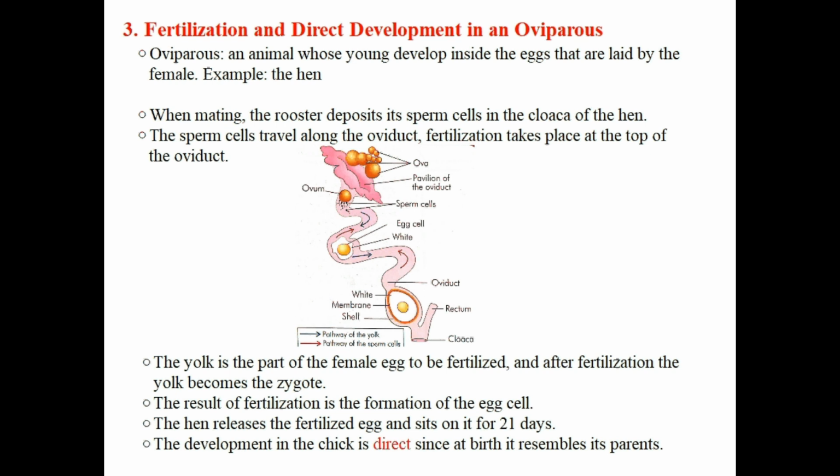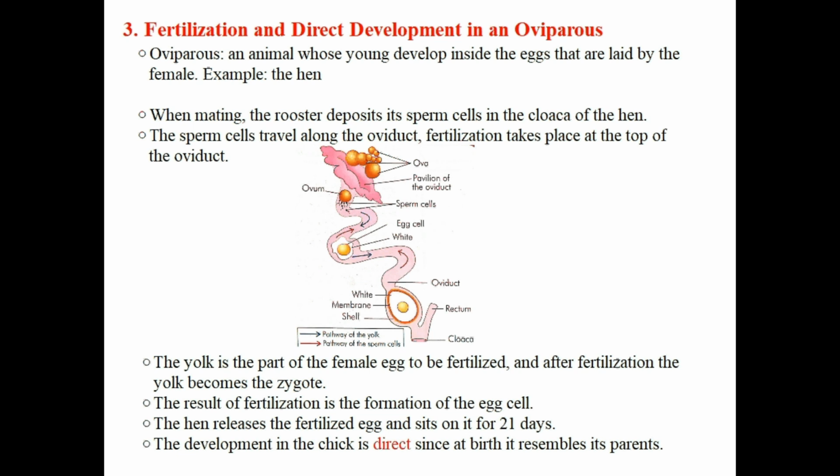If we look at the picture and follow the pink arrows, we can see that the sperm cells travel from the cloaca all along the oviduct to reach its top. Fertilization takes place at the top of the oviduct. The oviduct is a genital tube in the female. The yolk is the part of the female egg to be fertilized, and after fertilization, the yolk becomes the zygote. The zygote is the cell that results from the union of a sperm cell and an ovum.